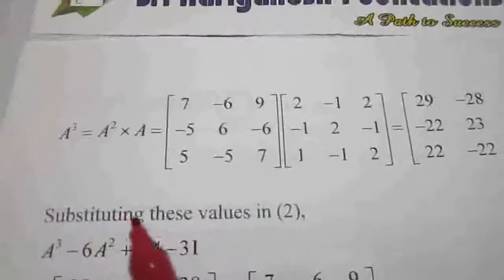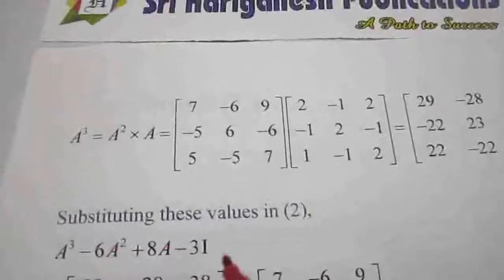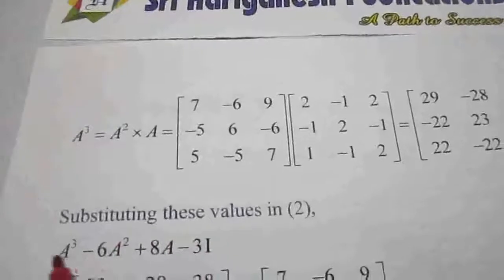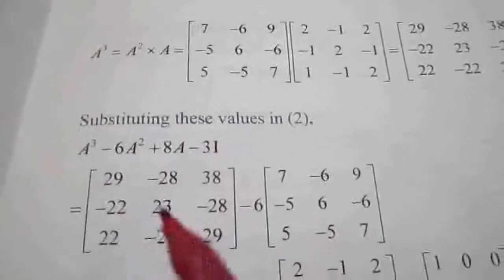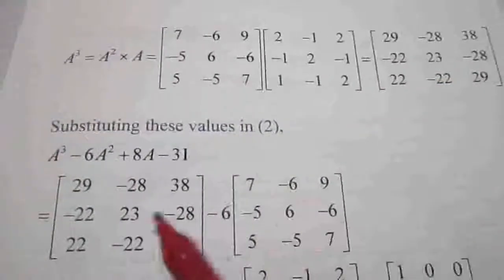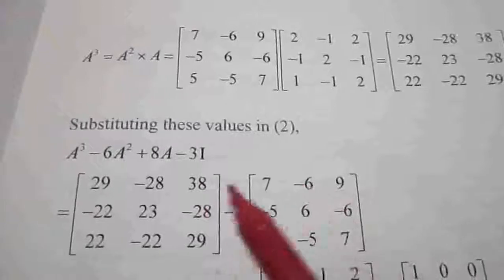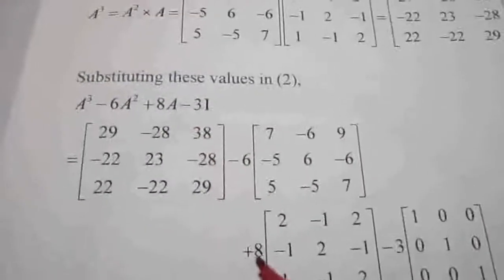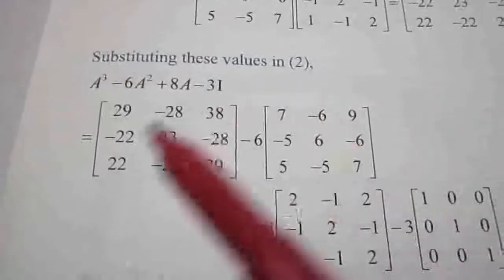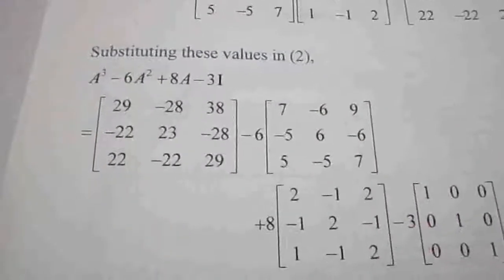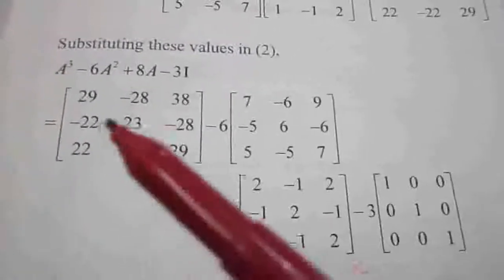Substituting these values in equation number 2. Here I am going to substitute A cube value, A square value, everything. So A cube, substitute here, minus 6 into A square, plus 8 into A, minus 3 into I. Now you simplify. If you get 0, then it is verified. Cayley-Hamilton theorem verified.